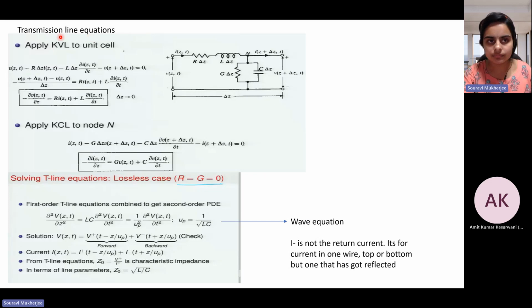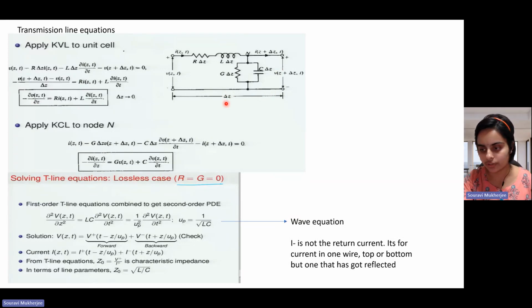Now, talking about the transmission line equations, we saw that one can model the effect of transmission lines in terms of these parameters, right? In each of these unit cells, the unit cell size delta Z is much smaller than the wavelength of light, or the wavelength of the signal. That means you can apply Kirchhoff's law in this unit cell. And that's what is being done here. So here, we apply Kirchhoff's voltage law.